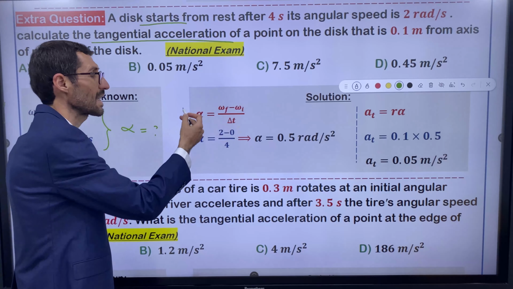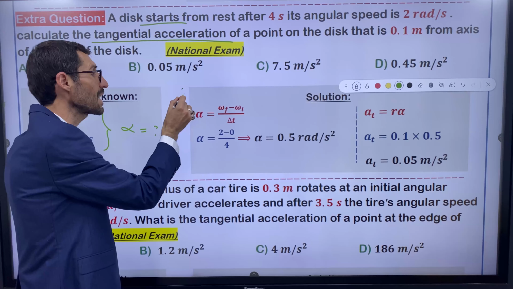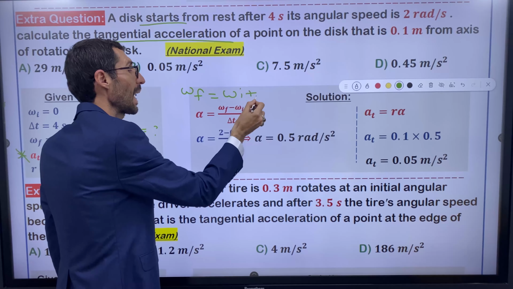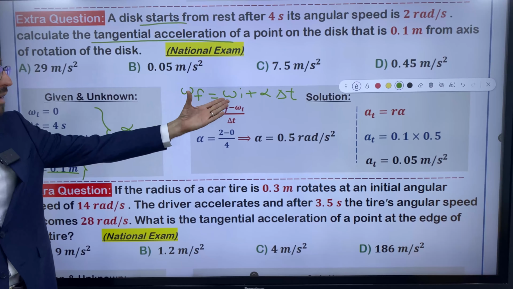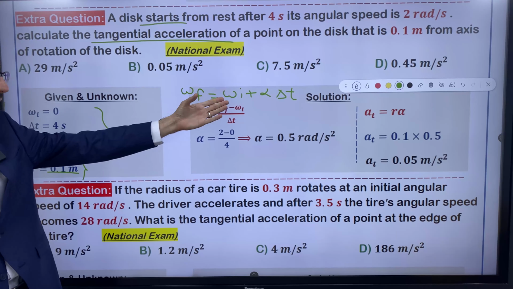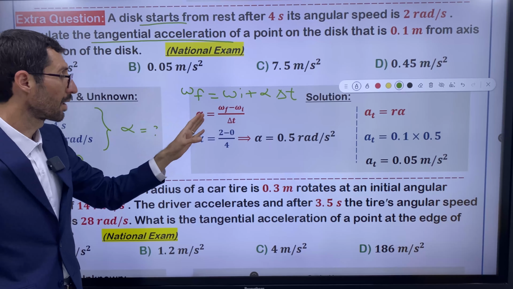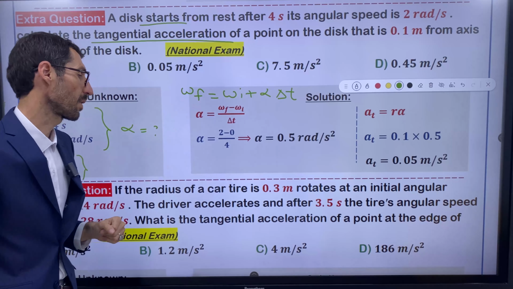Where does this rule come from? Actually, it's not a new rule. It comes from this equation: omega f becomes omega I plus alpha delta t. So it's one of the kinematic equations, right? Rearrange this equation for alpha. That's it. That's why it's not a new rule. It's just rearranging this equation.